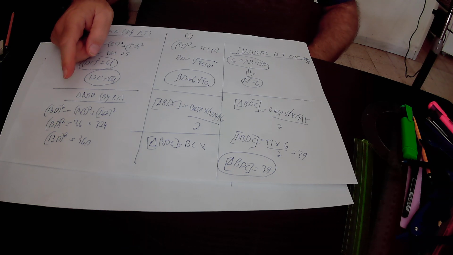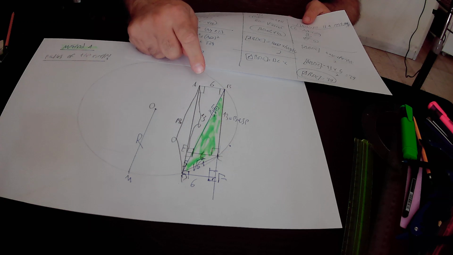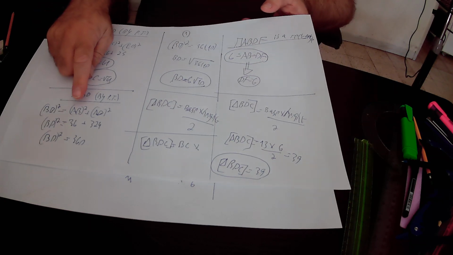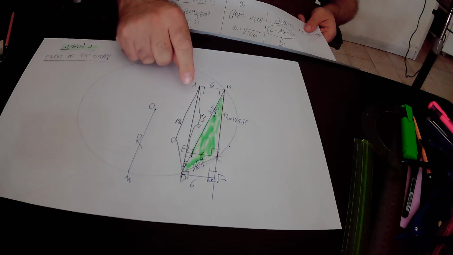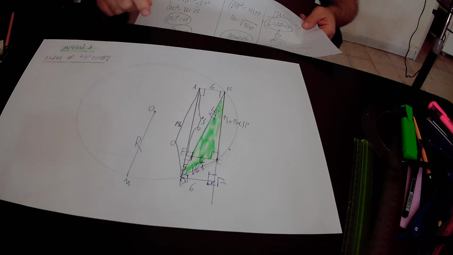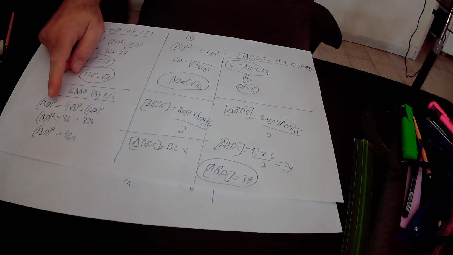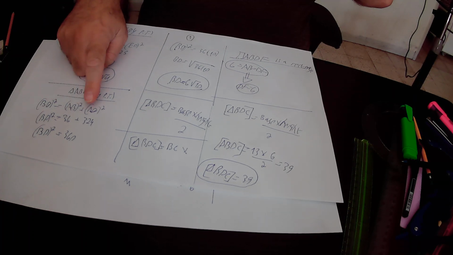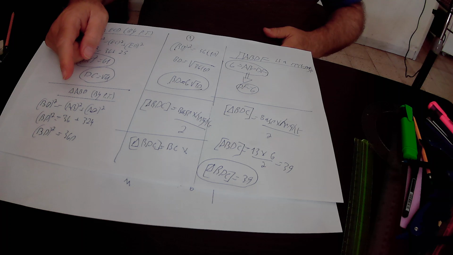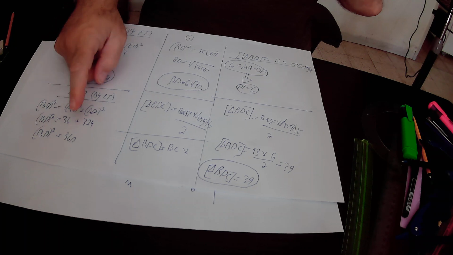So BD square equals AB square plus AD square. AB equals 6, therefore AB square equals 6 squared, that is 36, plus AD square. AD equals 18, therefore AD square equals 18 squared, that is 324. So in conclusion, we found out that BD square equals 36 plus 324. 36 plus 324 is 360. So BD square equals 360.